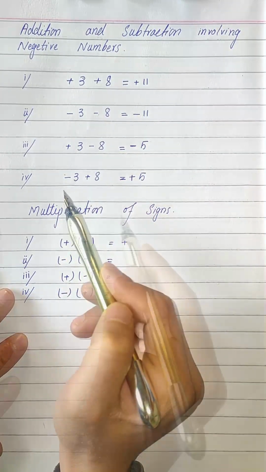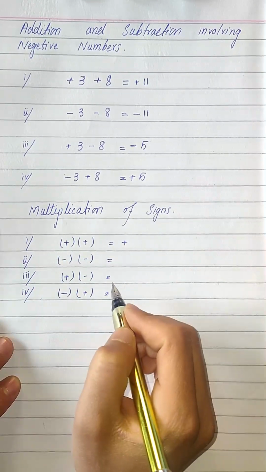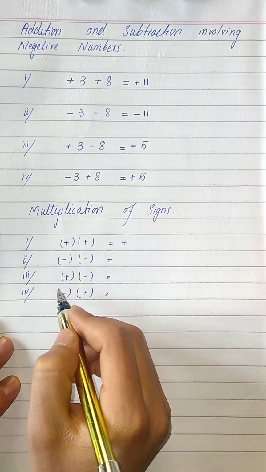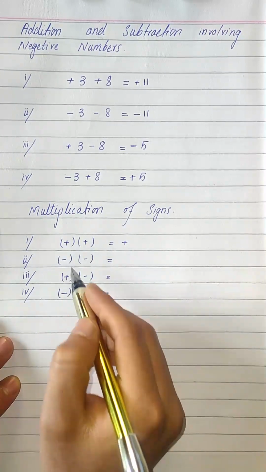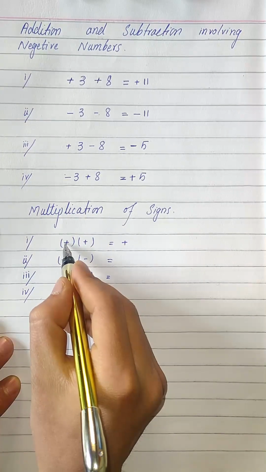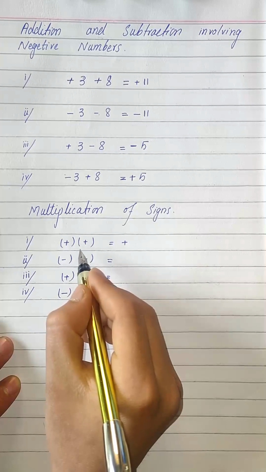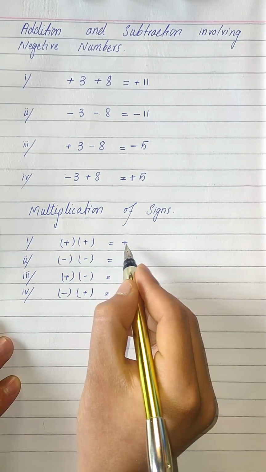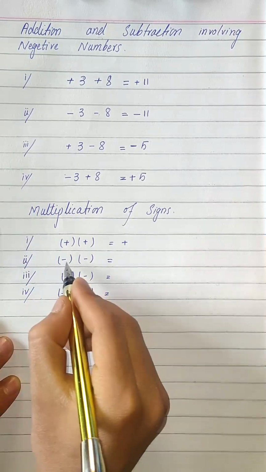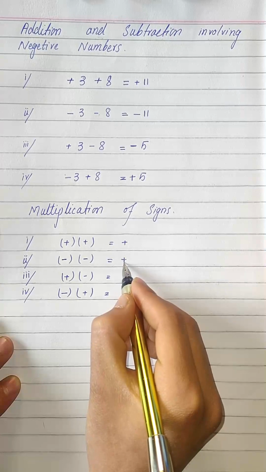And then we have another topic which is multiplication of signs. In this part we are going to find out how we can multiply the signs. First of all, here we have plus and plus. We are going to multiply these two plus signs, and when a plus sign is multiplied by a plus sign, we are going to get a plus sign. And in part 2, when we multiply a minus sign with a minus sign, we again get a plus sign.